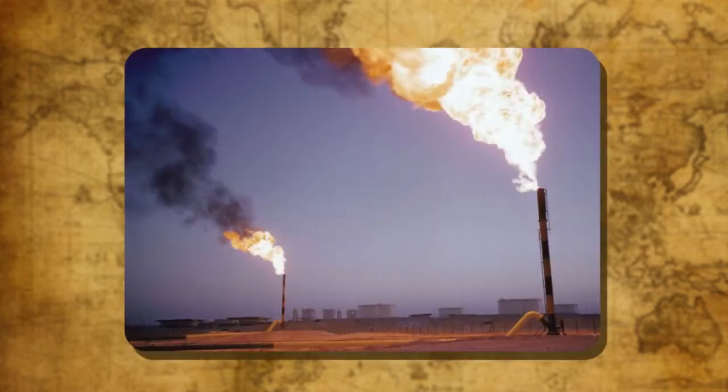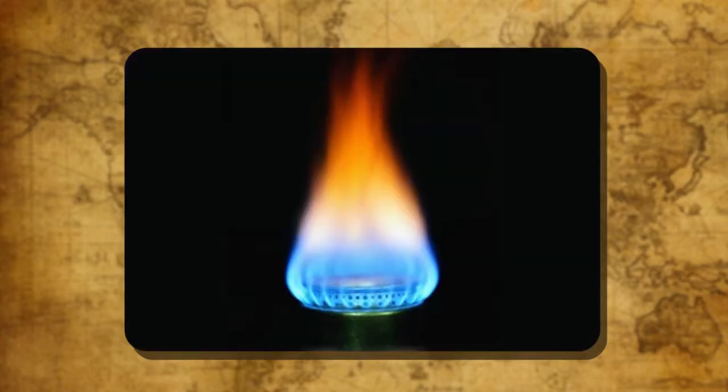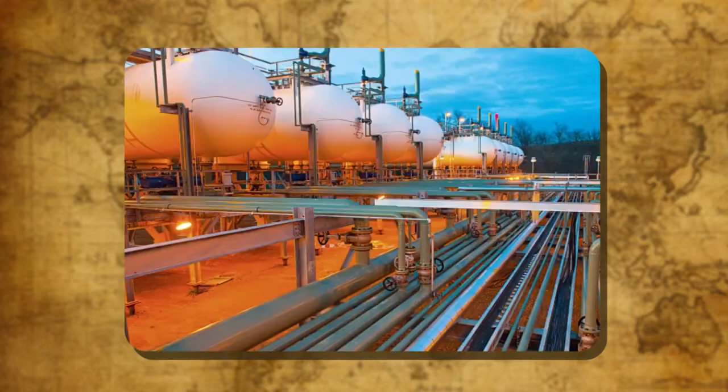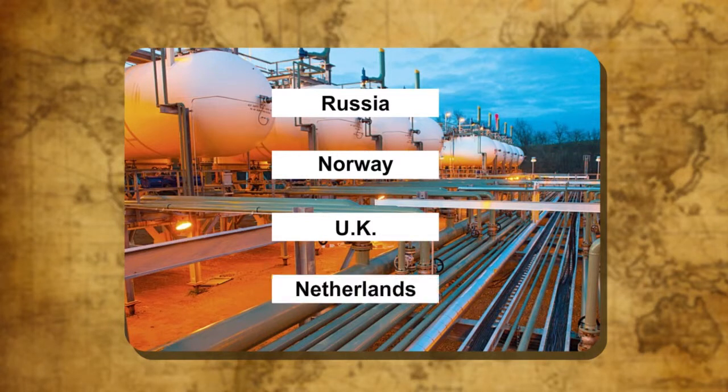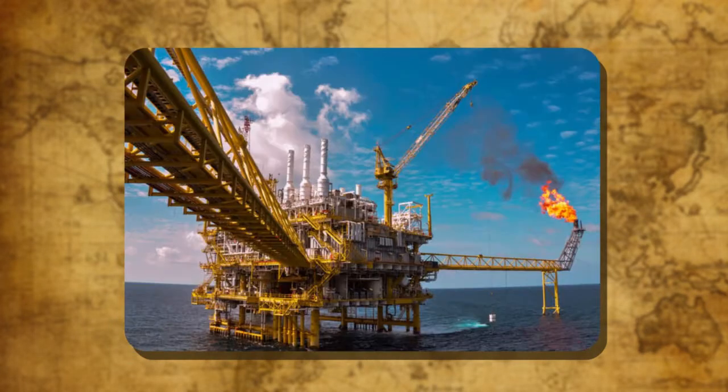Natural gas. Natural gas is found with petroleum deposits and is released when crude oil is brought to the surface. It is used as a domestic and industrial fuel. It can be easily transported through pipelines, is environment friendly, and is cheaper than oil. Russia, Norway, UK, and the Netherlands are the major producers of natural gas. The commercial production of natural gas in India is limited.